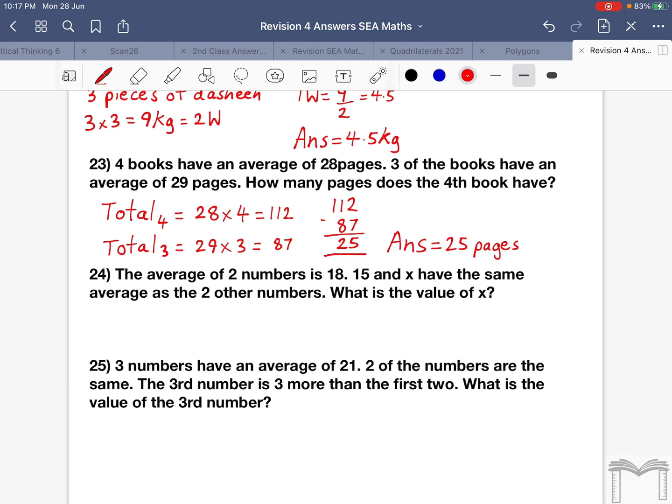Number 24. The average of 2 numbers is 18. 15 and x have the same average as the 2 other numbers. What is the value of x? So what we can do is find the total of the 2 numbers, and that will also be equal to the total of the other 2 numbers. Once the average of 2 numbers is the same, then the total of the other 2 numbers that has the same average will also be the same.